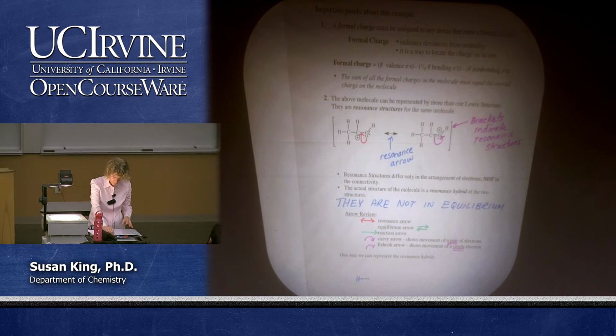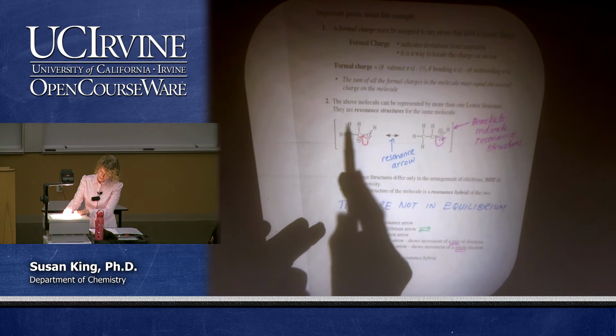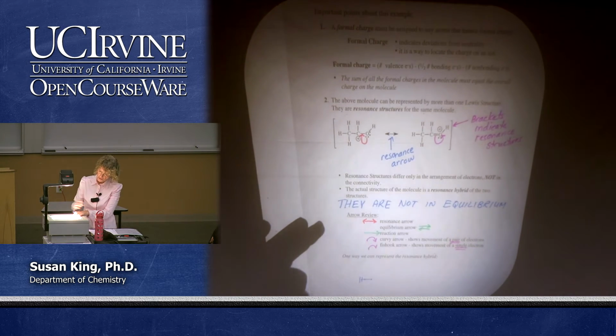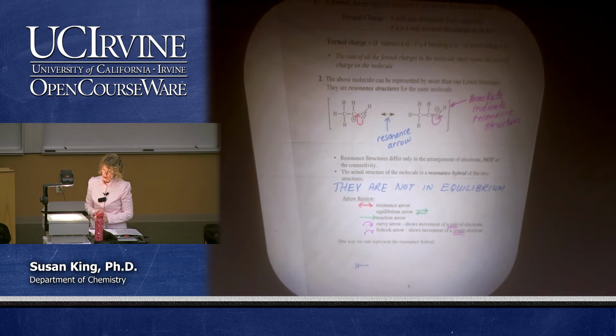All right, so again, the formal charges are definitely on the atom rather than in the brackets. The brackets indicate resonance structures, and that's a resonance arrow. And so we left off trying to draw the hybrid.